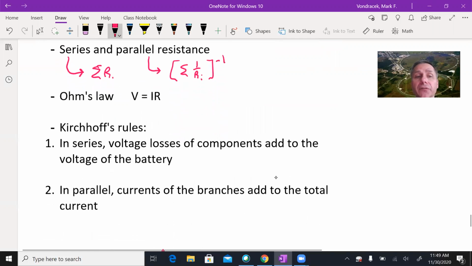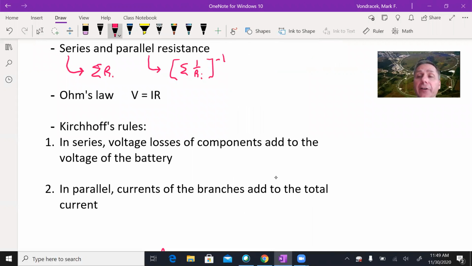Then we have Kirchhoff's rules. In series, if you add up the voltage losses of all the resistors, all of your components, those voltage losses have to add up to the voltage put in by the battery. You use up all that energy, all that voltage, by the time you get back to where you started. And in parallel, when you split a current multiple ways, the sum of those smaller currents on the branches always has to add up to the total current you put in. You're not going to lose current when you split it like that.